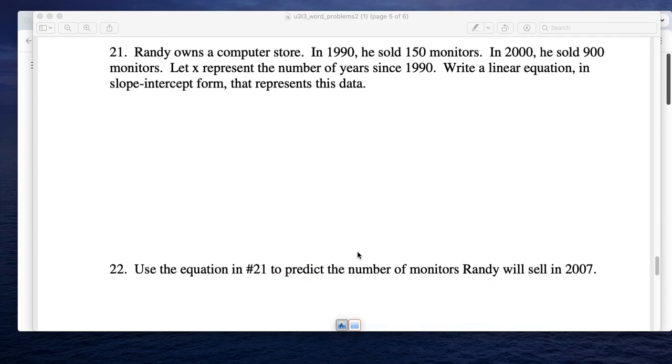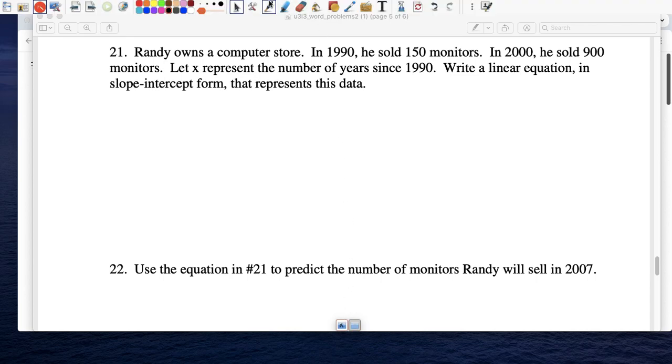Randy owns a computer store. In 1990, he sold 150 monitors. In 2000, he sold 900. Same exact question as before. I have no information about anything prior to 1990.